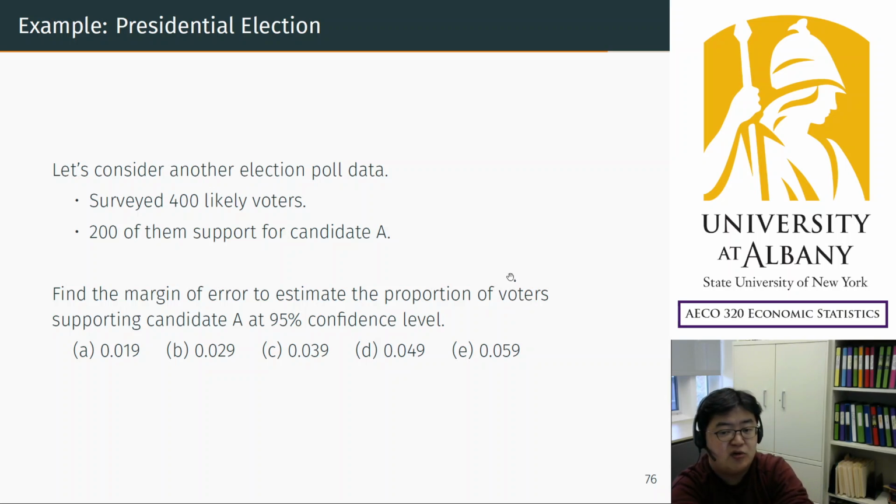Then I will give you an exercise. Now, a similar situation, basically the same situation, but the data are given this way. Among 400 survey participants, 200 said they would vote for the candidate. What is the margin of error of this estimation?